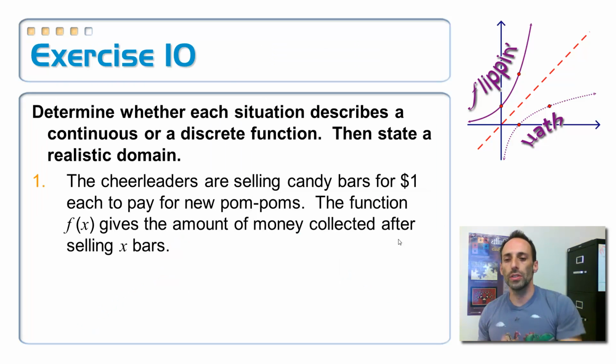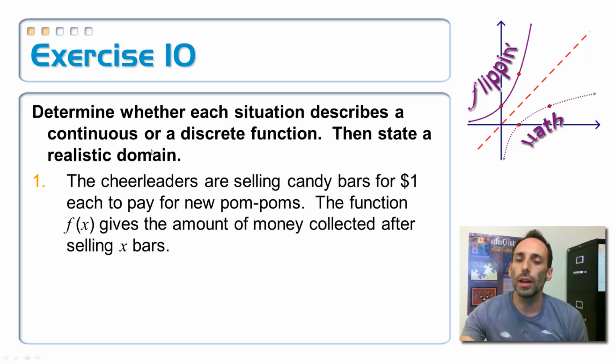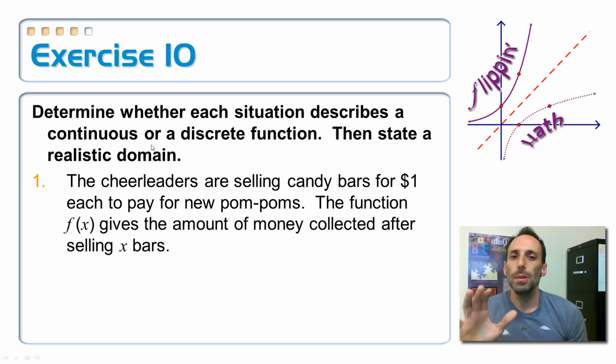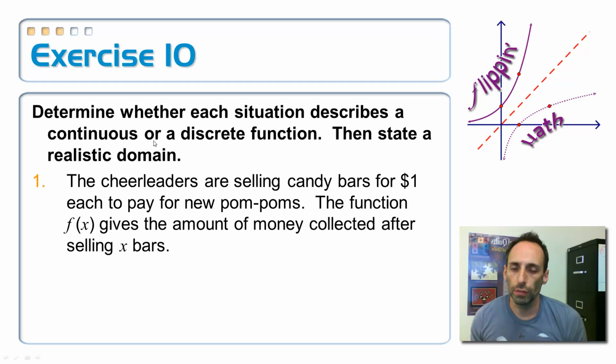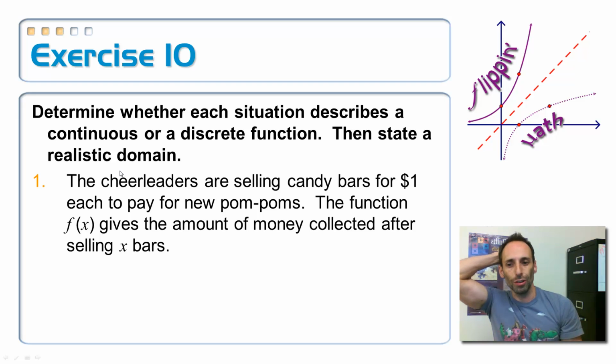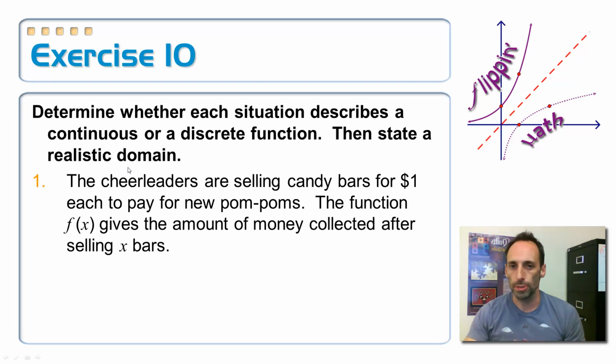And then we also want to say what a realistic domain. Realistic or reasonable. What that means is, if it's a linear function, I might think it's supposed to be all real numbers, but for the real life situation, maybe negative numbers do not make sense for it. Maybe 0 doesn't make sense for it. Things like that. So number one, the cheerleaders are selling candy bars for $1 each to pay for new pom-poms.